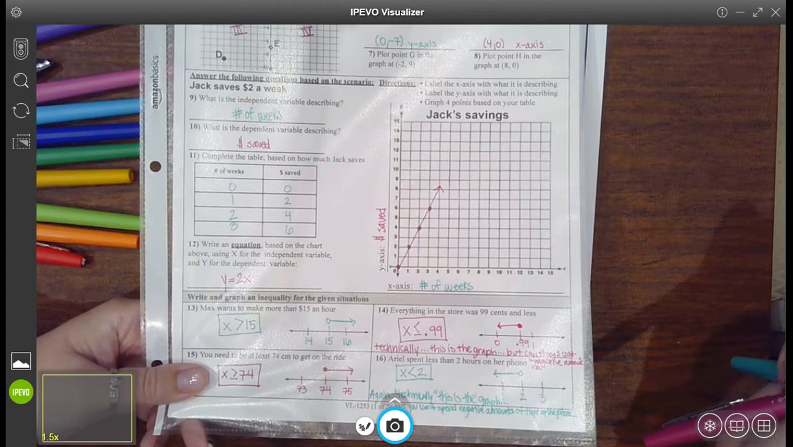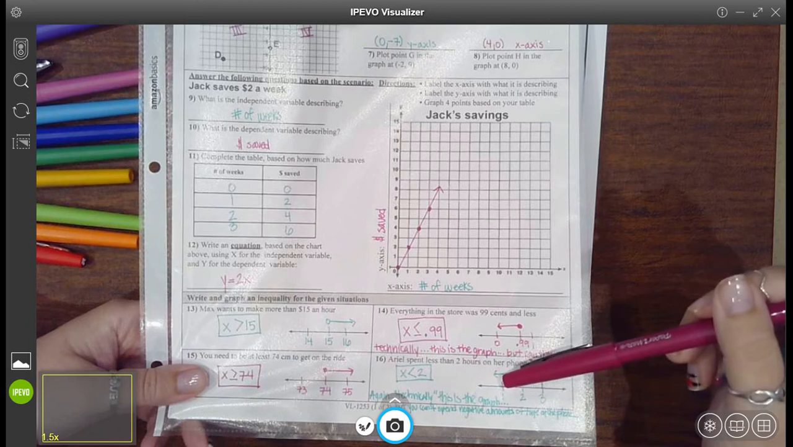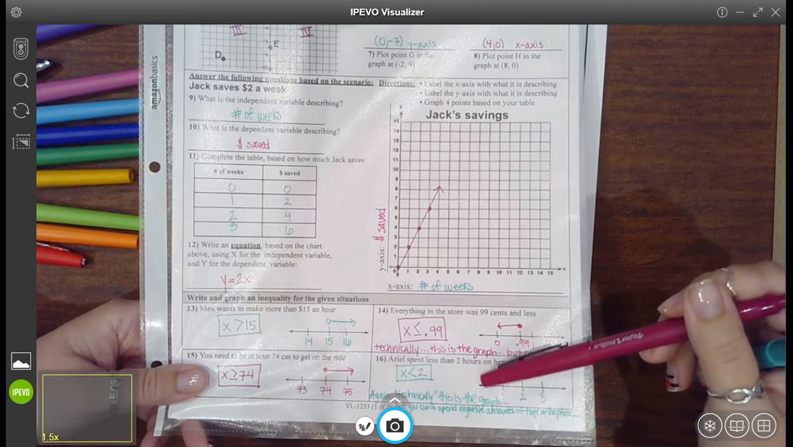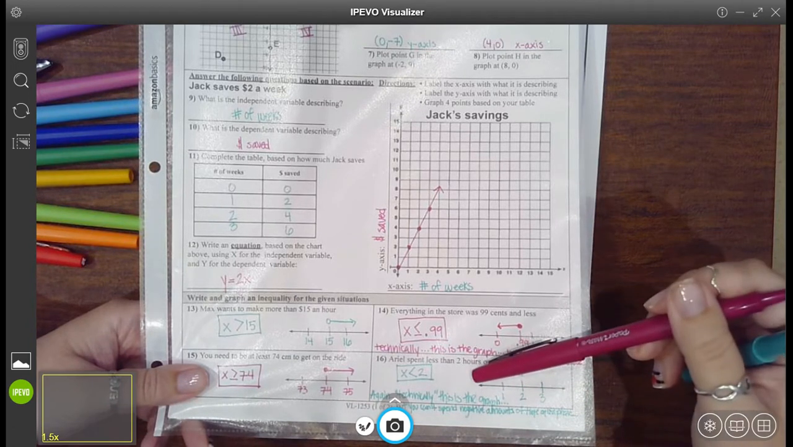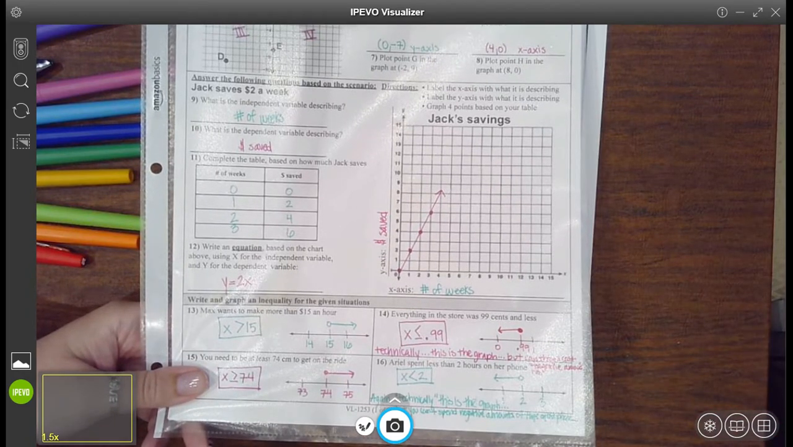Technically, this is the graph, but you can't spend negative amounts of time on the phone, right? So it would stop probably at 0. It would only go from 2 all the way to 0, and then it would stop. It wouldn't keep going all the way to negative numbers.